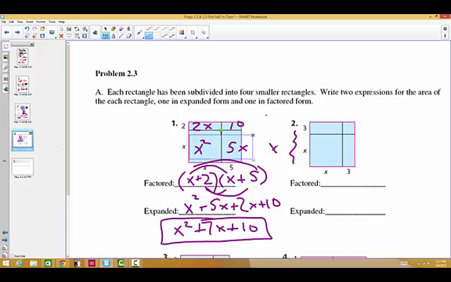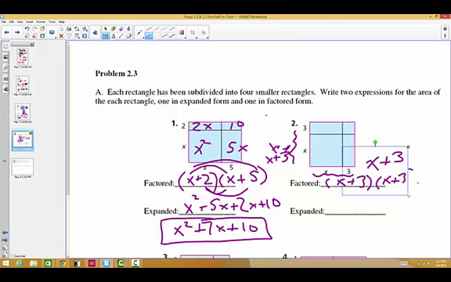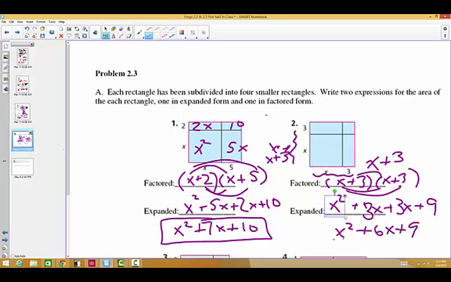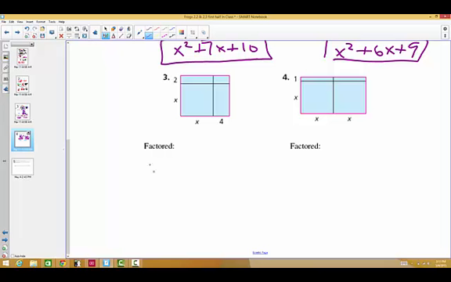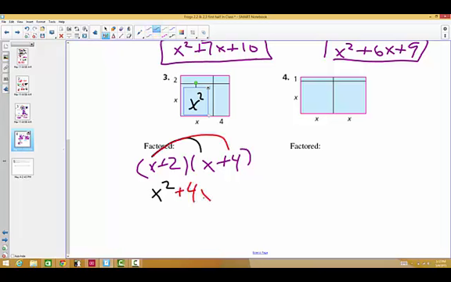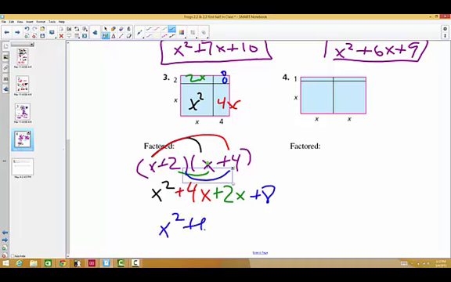Okay, so the next one, this is x plus 3 over here. And then down here, this is also x plus 3. So factored form is x plus 3 times x plus 3. Expanded form is x squared plus 3x plus another 3x plus 9. So x squared plus 6x plus 9. In 3, you have your x plus 2 and your x plus 4. So you have x squared, that's right here. 4x, that's right here. 2x, that's right here. And 8, that's right here. So x squared plus 6x plus 8 is expanded.